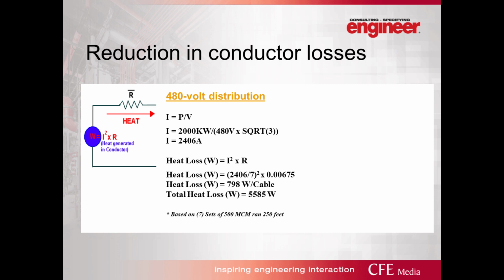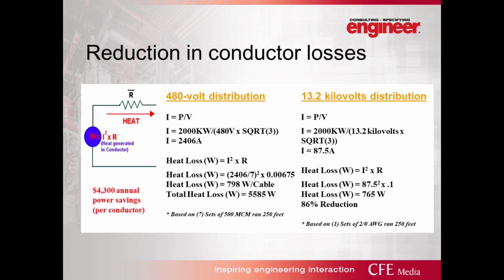One of the advantages of medium voltage is efficiency when you look at reduction in conductor losses. Basically, heat is made up of current flowing over the resistor, the resistor being the cable. In this instance, at 480, you're looking at a 2,000 kW load, somewhere in the neighborhood of 2,500 amps. So that feeder is made up of 7 sets of cables. Each of those cables has about 800 watts of heat loss, which adds up to about 5,600 watts in that one particular feeder.